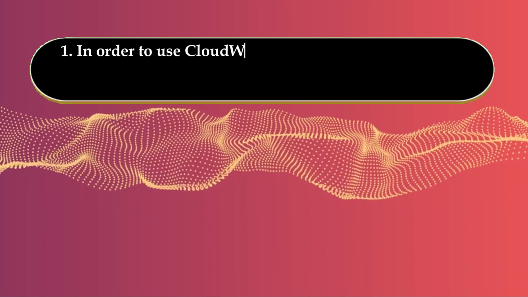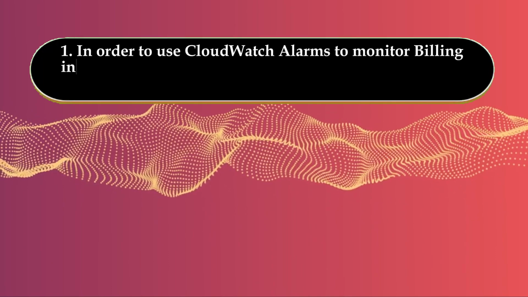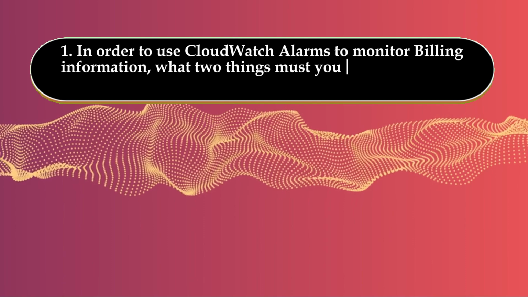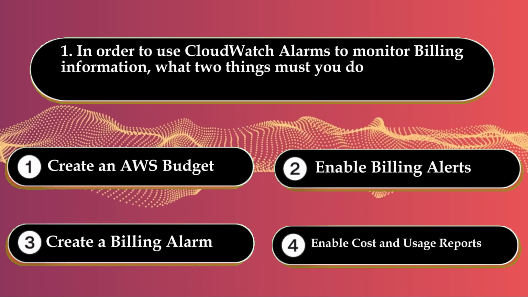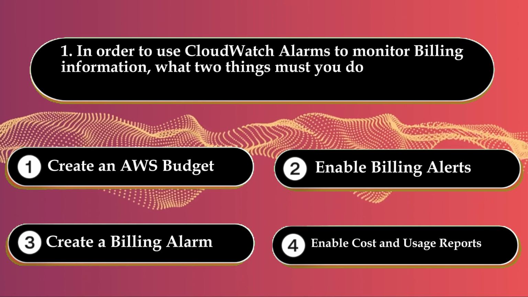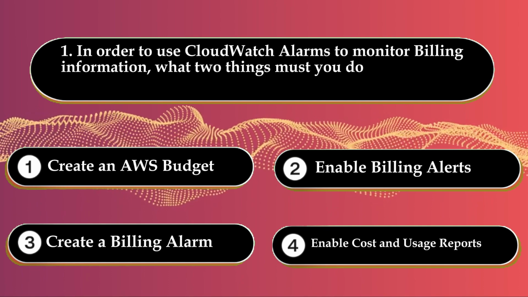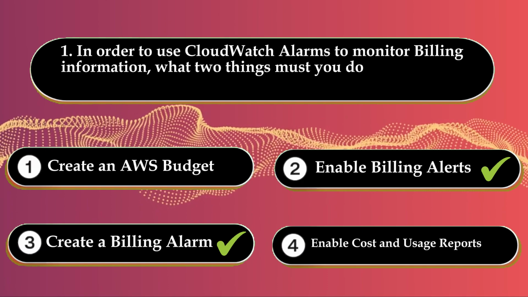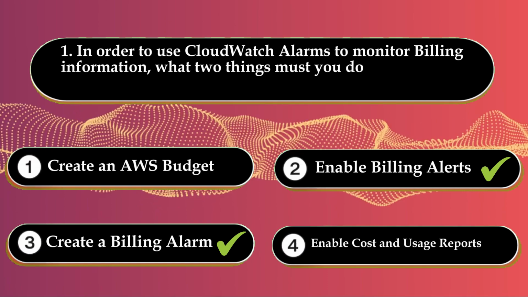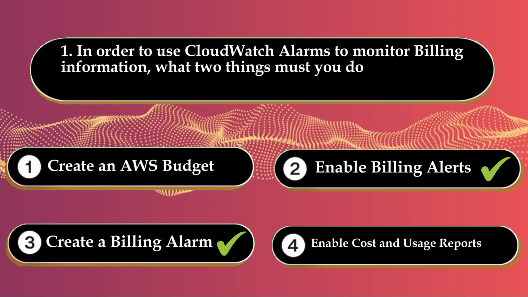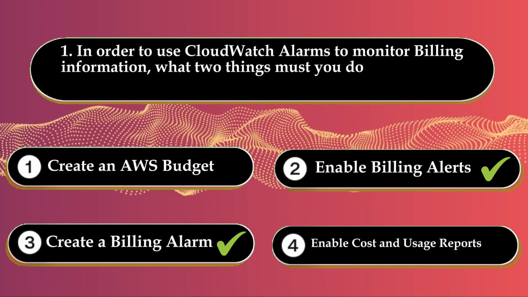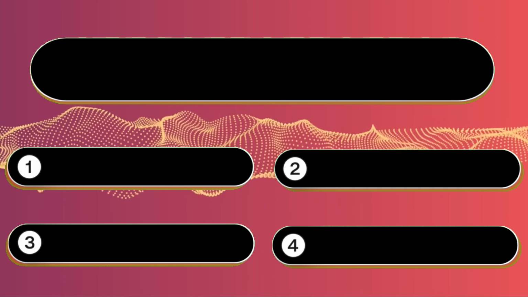1. In order to use CloudWatch alarms to monitor billing information, what two things must you do? To use CloudWatch alarms to monitor billing information, you must create an AWS budget and enable billing alerts. First, you create a budget within AWS Budgets to track your costs. Then, you enable billing alerts to receive notifications.